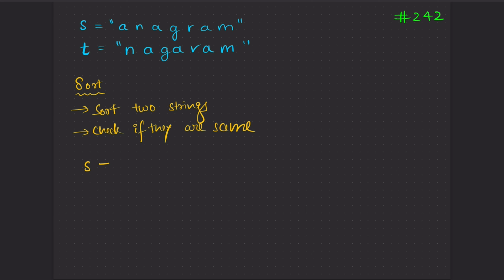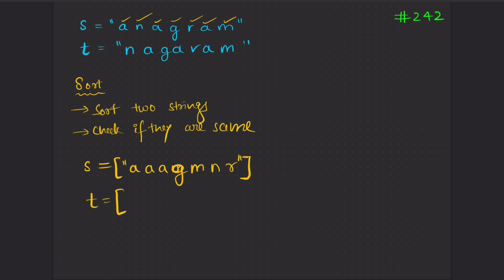So s becomes, let's see, A, another A, then M, no, then G, sorry, then M, then N, and then R. Okay, that's s sorted. What about t sorted?